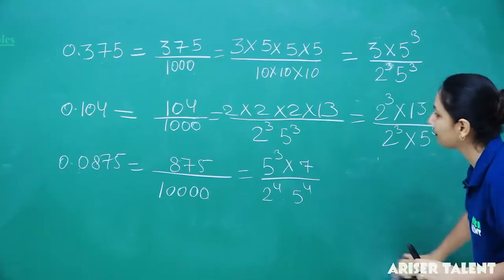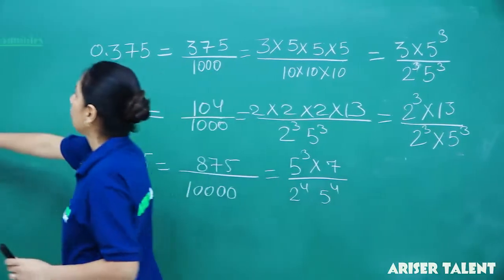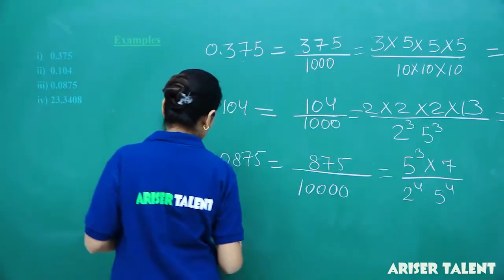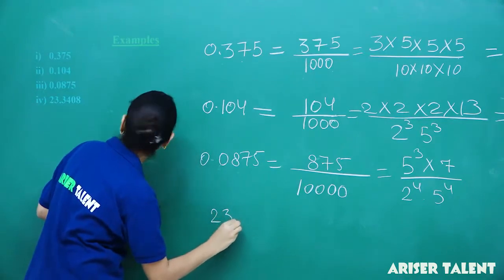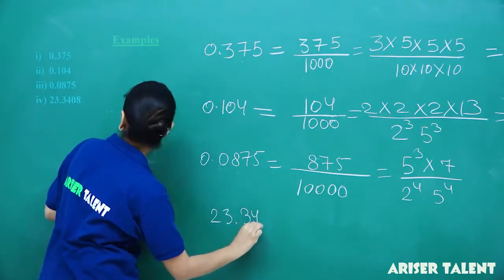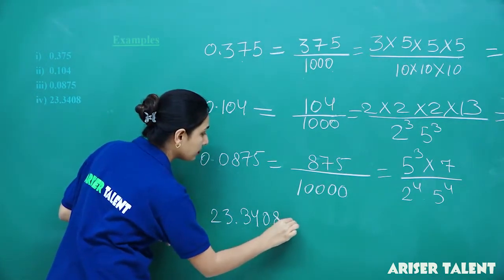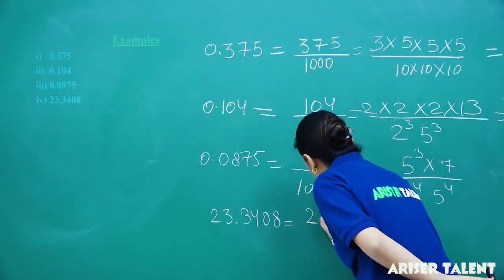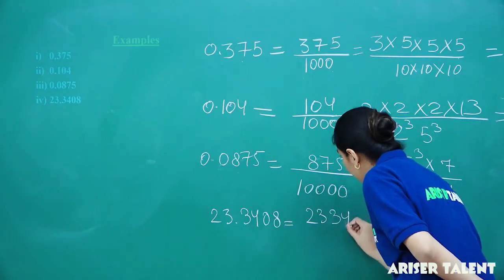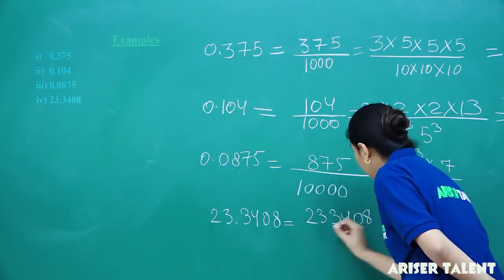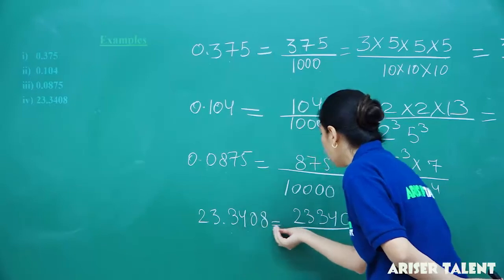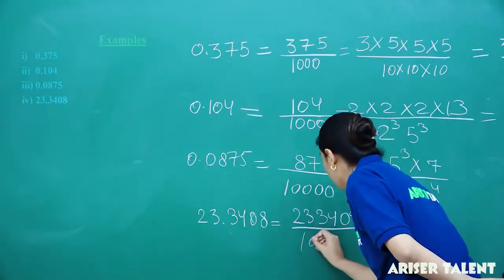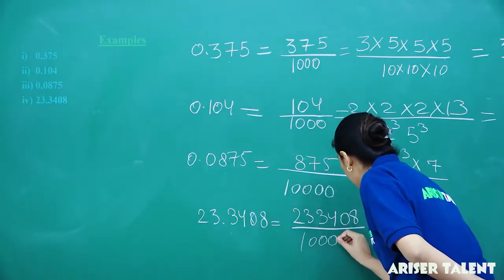Now, the last one, 23.3408. 23.3408. Now, how will we rewrite it? 233,408 divided by 1, 2, 3, 4. 4 zeros are here. So, we will write in this way.